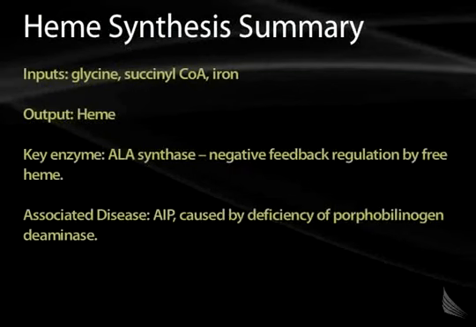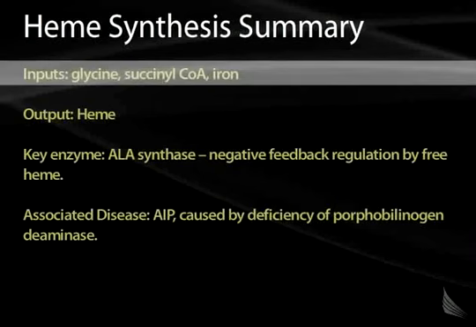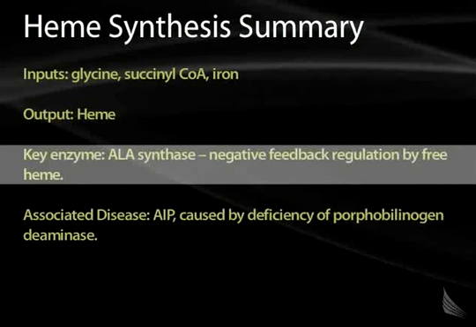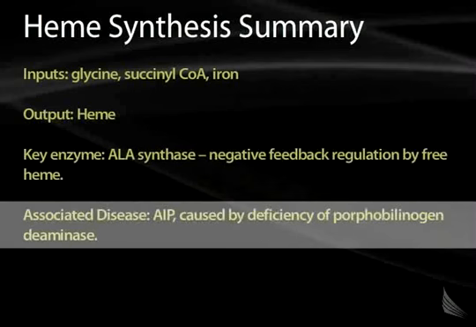So here's a summary of the heme synthesis pathway. The inputs are glycine and succinyl-CoA. With iron, the output is heme. The key enzyme is ALA synthase, which is negatively feedback regulated by free heme. The associated disease is acute intermittent porphyria, as well as the other porphyrias, which are caused by deficiencies in the heme synthesis pathway. AIP, in particular, is caused by a deficiency in porphobilinogen deaminase.